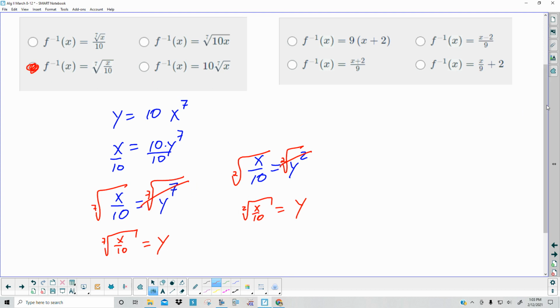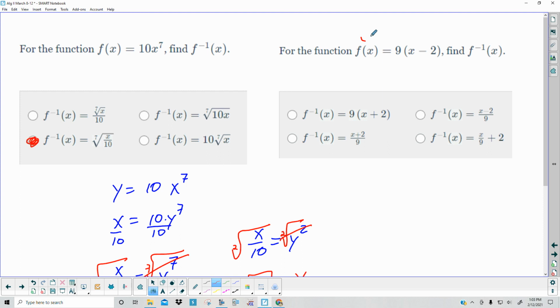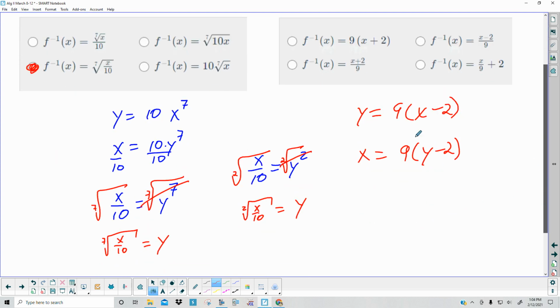Okay, so let's try this one. So this is a y. Y is equal to 9x minus 2 in parentheses. Switch your x and y. Solve for y. You could distribute this in, but I think it's easier if you just divide the sucker out. It's up to you. You guys decide. Okay, how about I do that? 9y minus 18. Okay, I'm going to add the 18 over and divide by 9. Now, be careful, you can't cancel that 9 and 18.